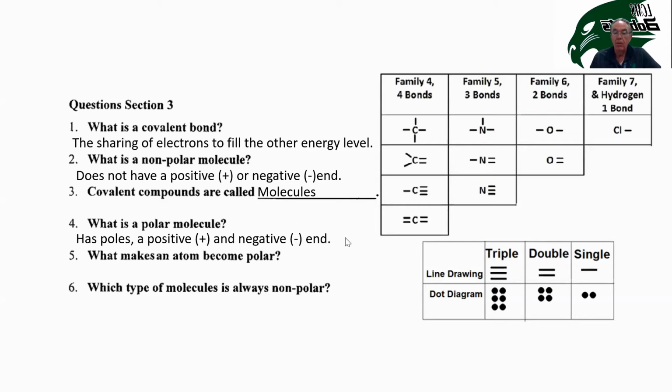What makes an atom polar? Well, it's electrons. So if the electrons are shared equally, then there's not going to be a positive end or a negative end. If one of them has the negatives more than the other, that's where the negative end will be. So it's unequal sharing of electrons. Which type of molecules are always nonpolar? It's the ones where they're going to share equally. Where they always share equally is when they're exactly the same. They're like twins. So those would be those diatomic molecules that are always the same size.